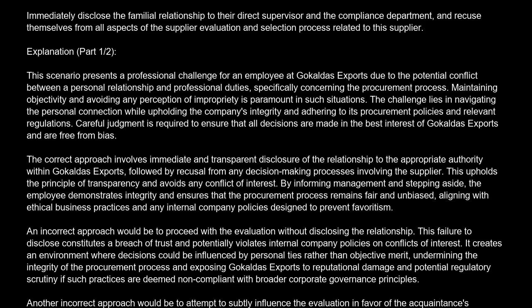The correct answer is B. Immediately disclose the familial relationship to their direct supervisor and the compliance department, and recuse themselves from all aspects of the supplier evaluation and selection process related to this supplier.